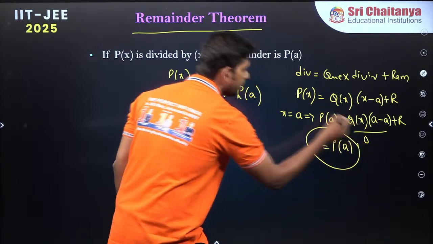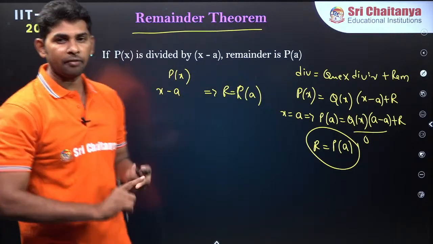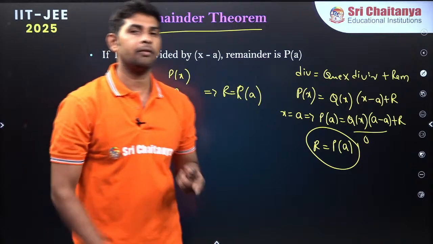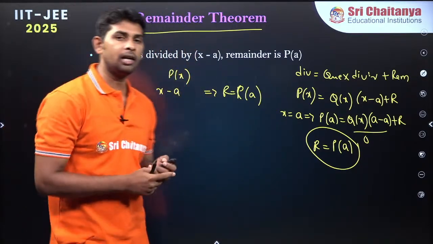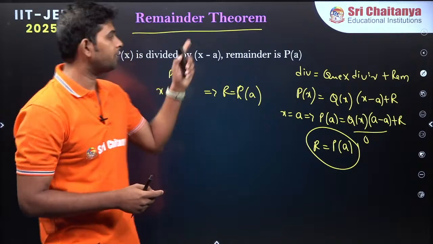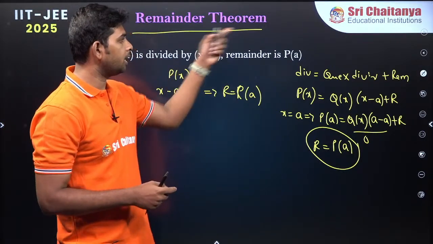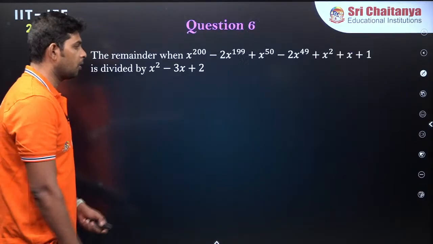So P of a is our remainder. That is exactly what we have given here. P of a will be the remainder when P of x is divided by x minus a. Or if I am taking x minus a as a factor, then P of a definitely is going to be 0. If P of a is 0, x minus a is a factor. Or if x minus a is dividing P of x, then the remainder will be P of a. That is exactly what I have proved over here.